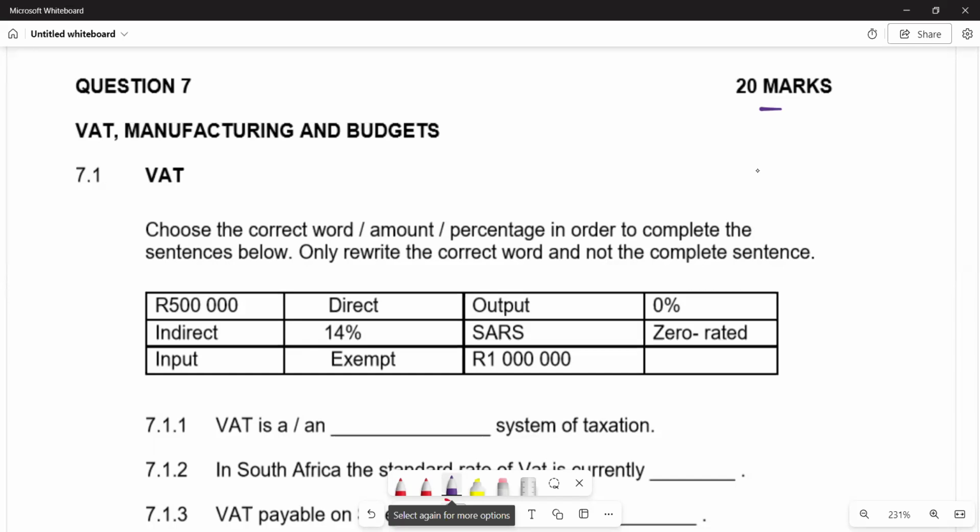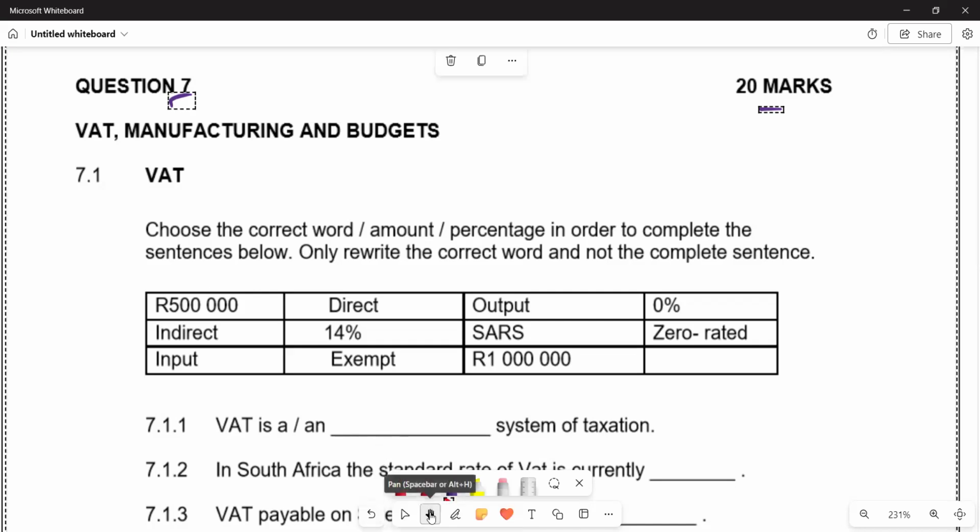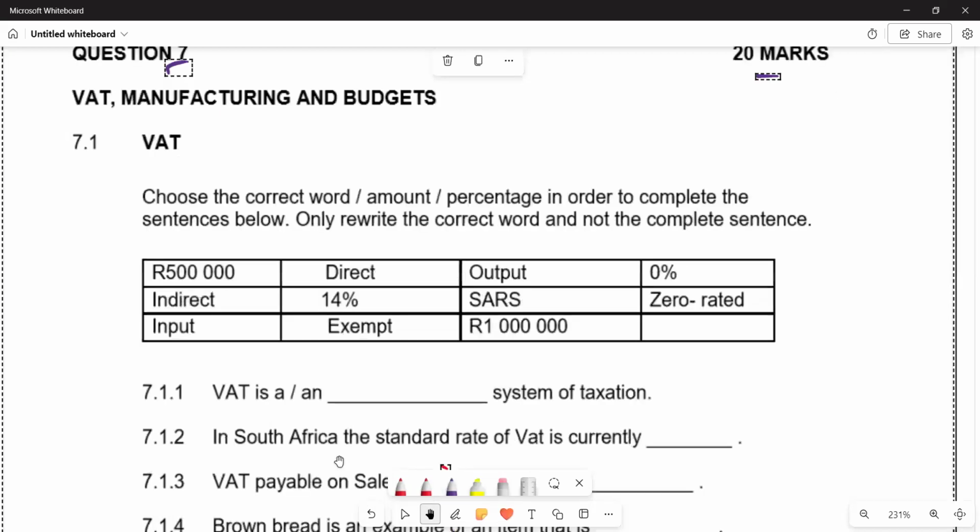So it's question 7 on that question paper, and 7.1 in particular, and it reads, choose the correct word or amount or percentage in order to complete the sentence below. Only rewrite the correct word and not the complete sentence. So we are just going to write the missing figure, or be it the missing word that is there. So let's just try to see on the first part of our question, which is now 7.1.1.